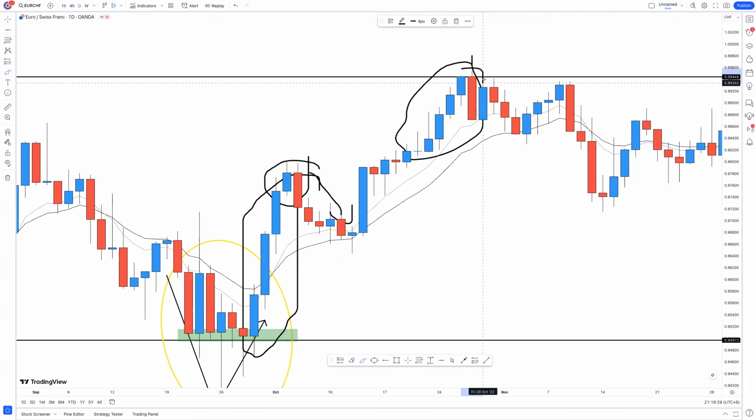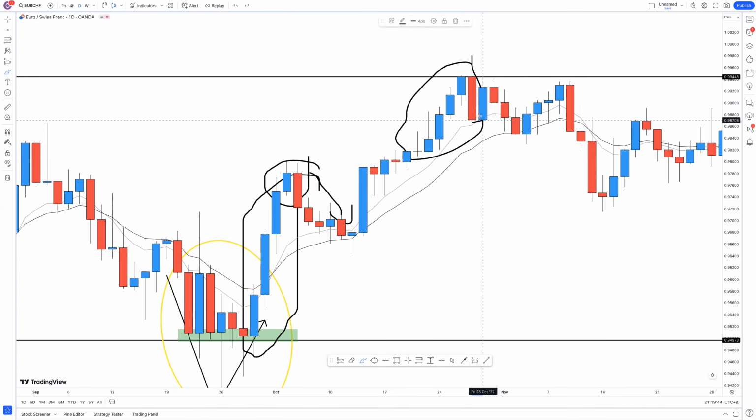And then look at what price gives us: a huge red candlestick at a key resistance level. Clear as day. Price is about to collapse. Sellers have entered the market and there's a lot of selling volume coming into the market.